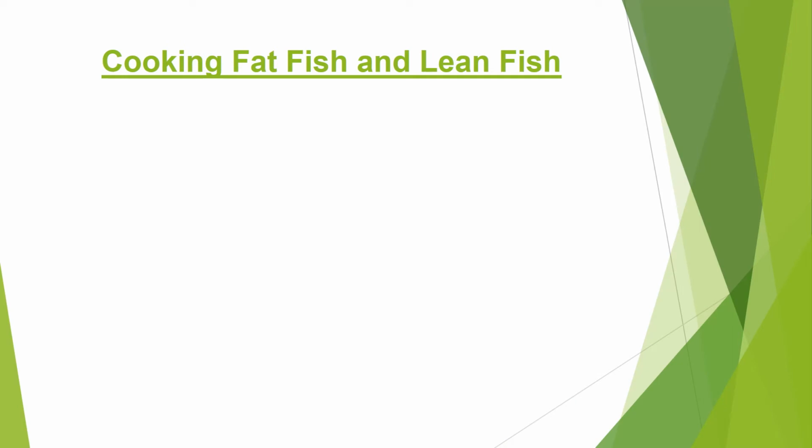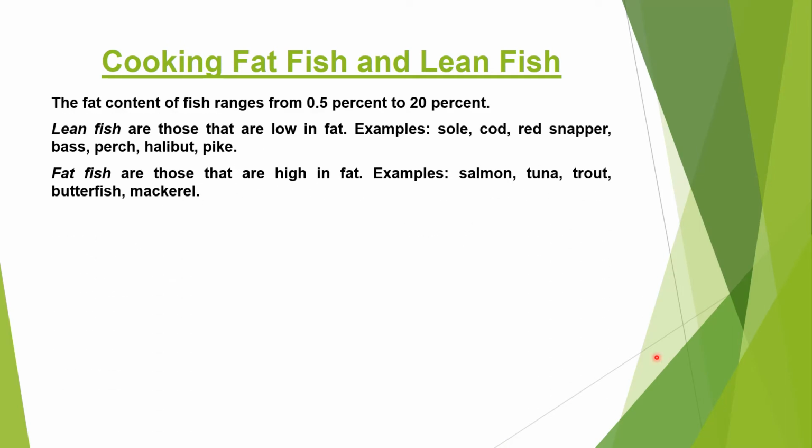So, cooking fat fish and lean fish. The fat content of fish ranges from 0.5% to 20%. Lean fish are those that are low in fat. Examples are sole, cod, red snapper, bass, perch, halibut, pike. And the fat fish are those that are high in fat. Examples: salmon, tuna, trout, butterfish, mackerel, and even sardines. Believe me, sardines are very high in fat and they're very helpful. So those are the types of fish. The two types of fish are lean and fat fish.